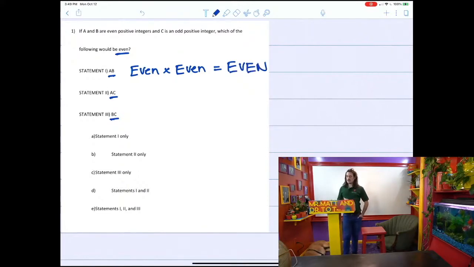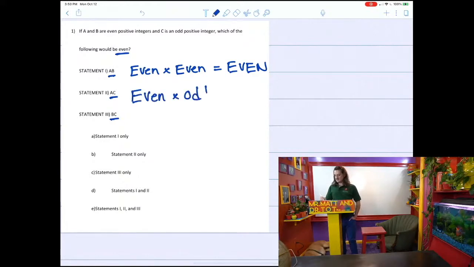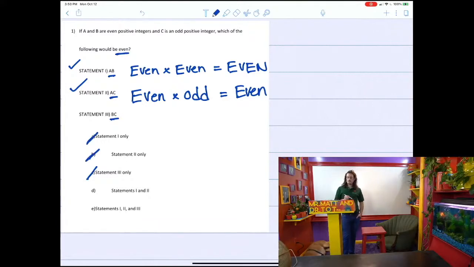Statement number 2, A times C. A is even, but C I know is odd because they defined it to be, so this turns into an even times an odd. An even times an odd will result in an even number. So far statement 1 and statement 2 are true. If statement 1 and statement 2 are true, notice that I can eliminate selection C, selection A, and selection B, because they're all only one statement.